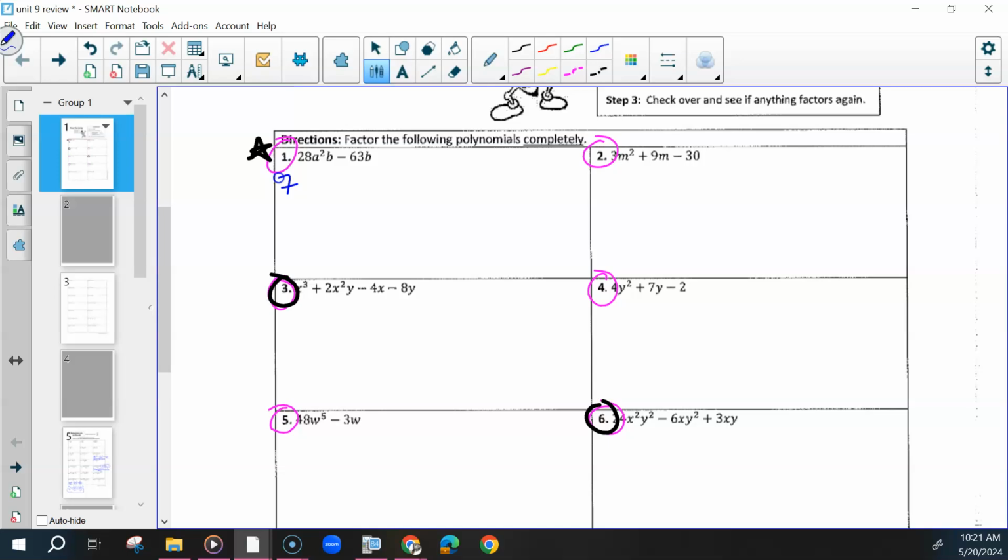What else do these 2 have in common? B. So if I were to divide out 7b from both of these, what's left? 4a squared minus 9. And then you have to look and see, do you need to do anything else? Is this done? Or can you keep going? Difference of squares. Yes, you can keep going using difference of squares. These are both perfect squares.